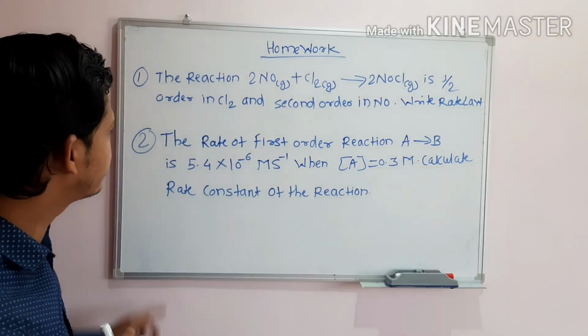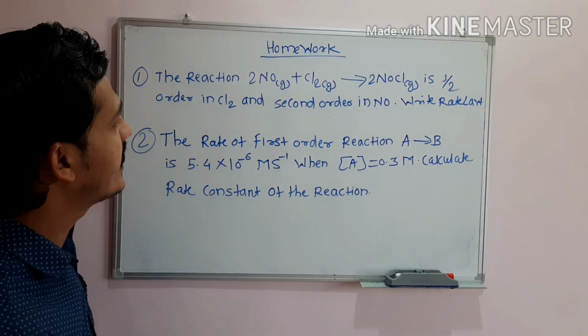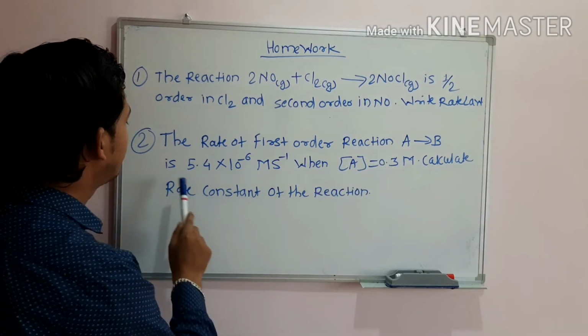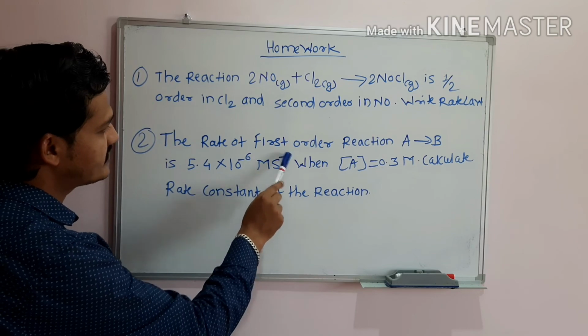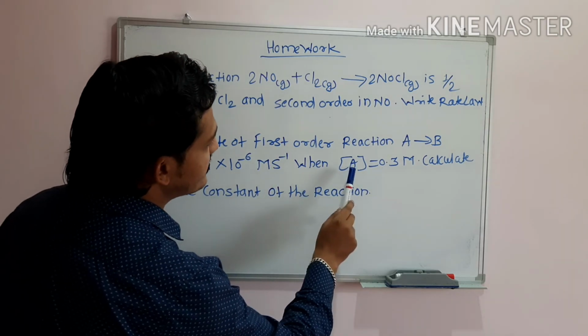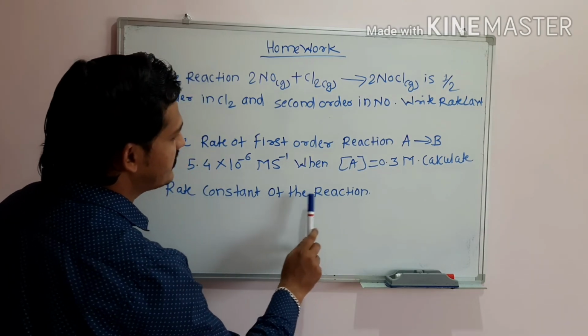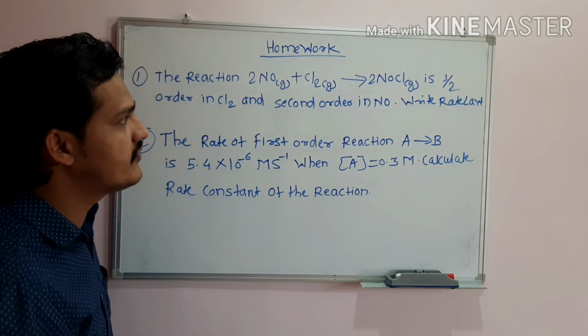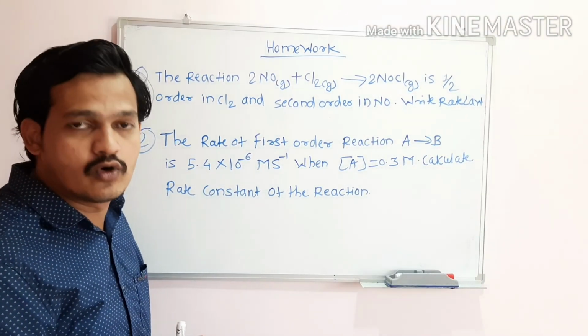Example number 2: the rate of first order reaction A, which gives B, is 5.4 into 10 to the power minus 6 molar per second. When concentration of A is 0.3 molar, calculate rate constant of the reaction. I am giving you 2 easy examples for your homework.